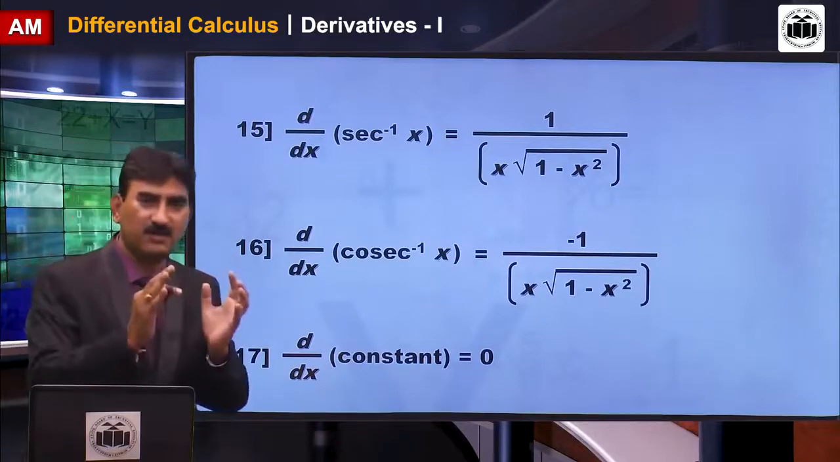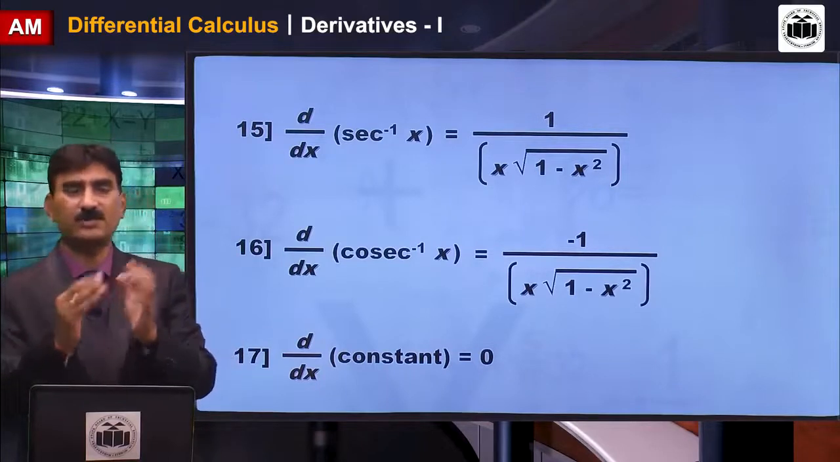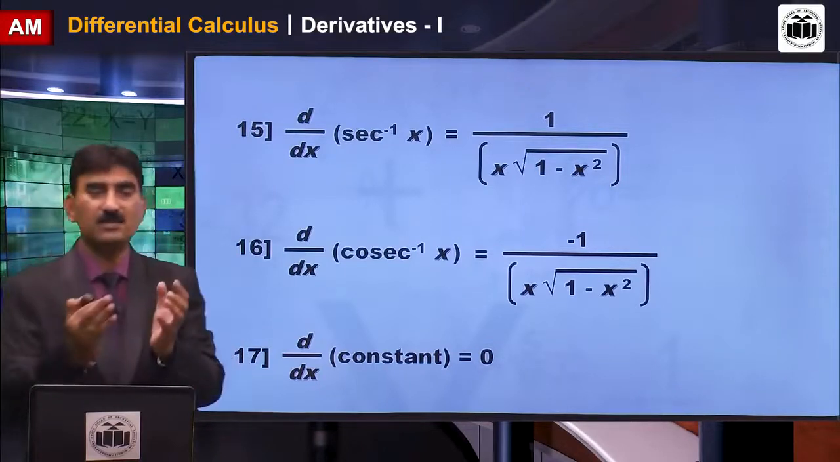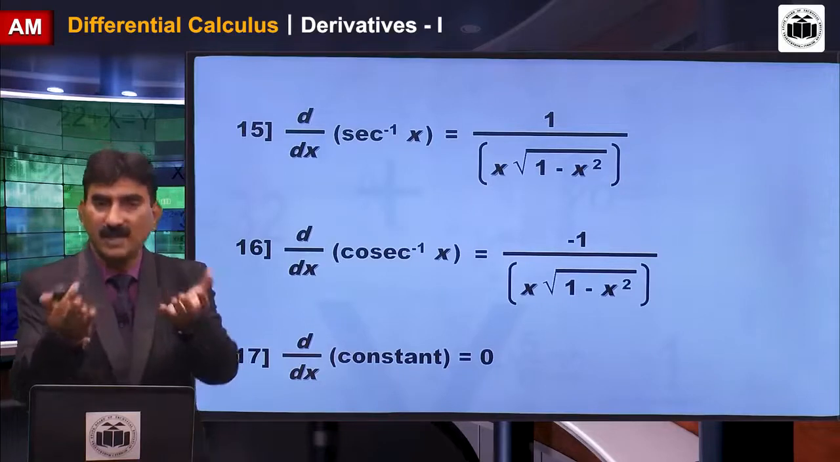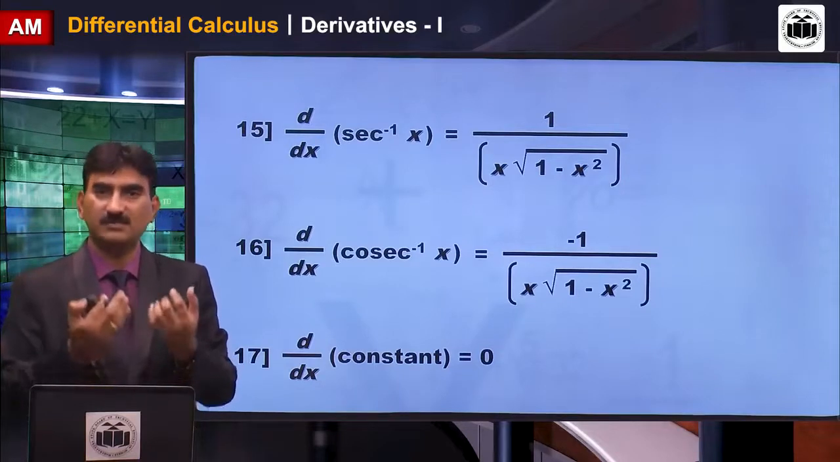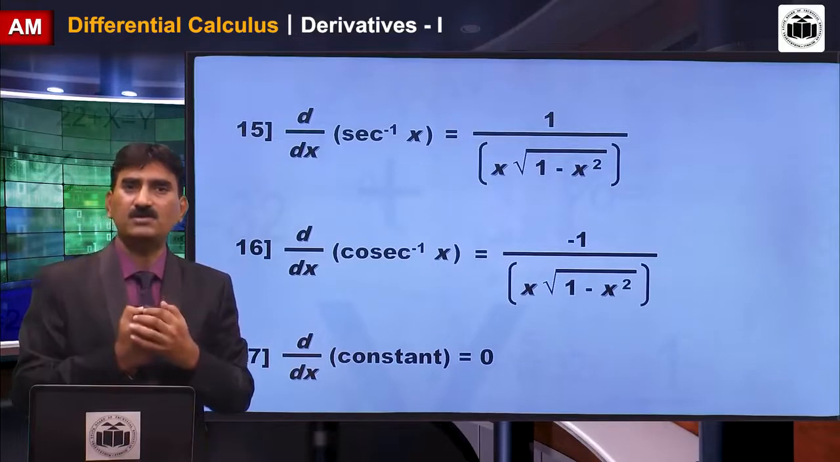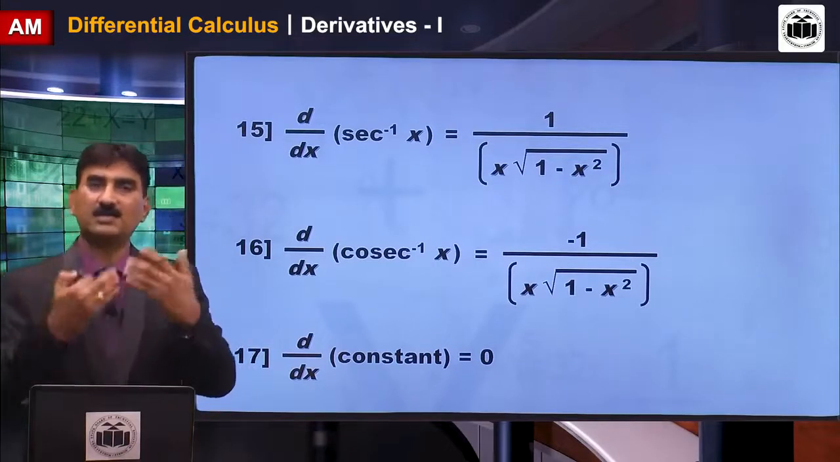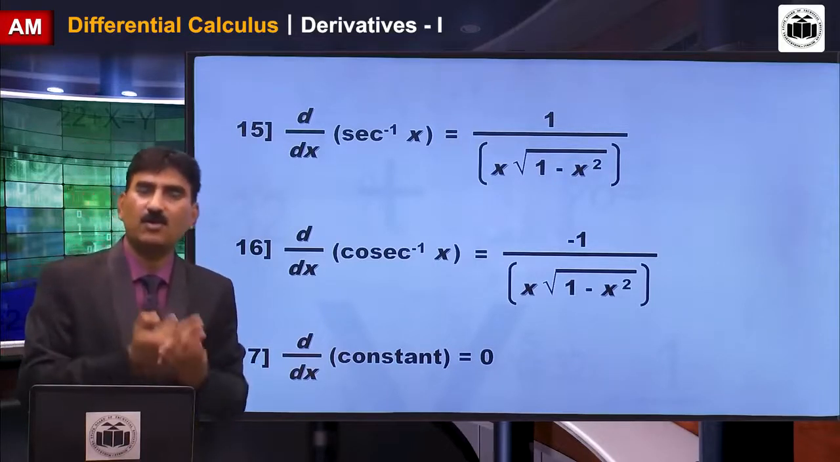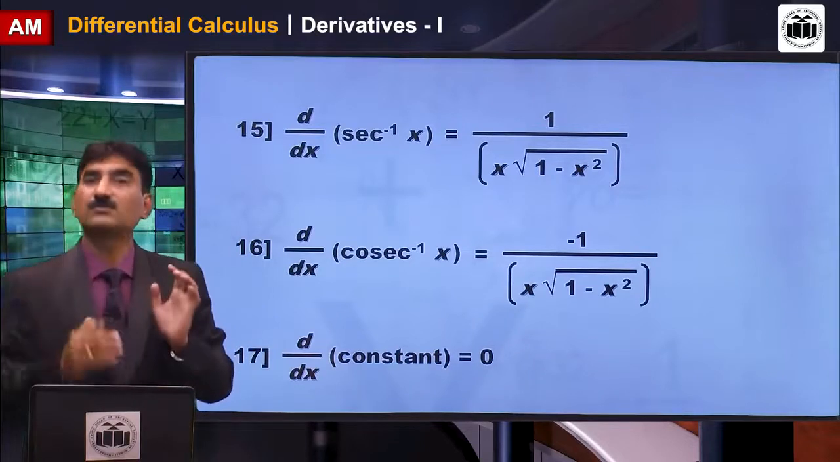Already the first principle of derivatives was explained, f of x plus h minus f of x. That means there is a variation. And that's why we get the first principle of derivatives. Now, in a constant, there is no variation. That's why the derivative of a constant is always equal to 0.